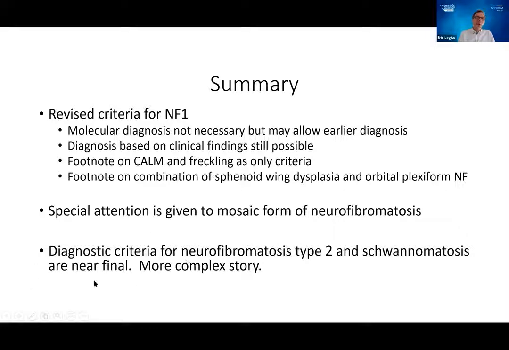And at this moment, diagnostic criteria for neurofibromatosis type 2 and schwannomatosis are near final. The manuscript is being prepared and it will be submitted soon for publication. And then we will see what the peer review will say and if it will be published or not. But this is a more complex story, and we probably can come back on this next year.